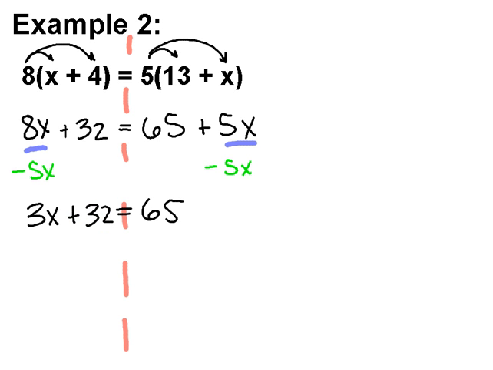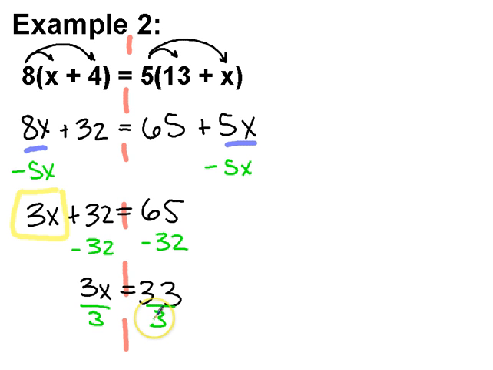And now at this point, I want to isolate this variable term. In order to do that, we are going to get rid of the 32. So I subtract 32 from both sides. And from here you can see we're left with 3x on the left-hand side. And on the right-hand side, 65 take away 32: 5 take away 2 is 3, 6 take away 3 is 3. So I'm left with 3x equals 33. Divide by 3 on both sides. And sure enough, our final solution: x is equal to 11.